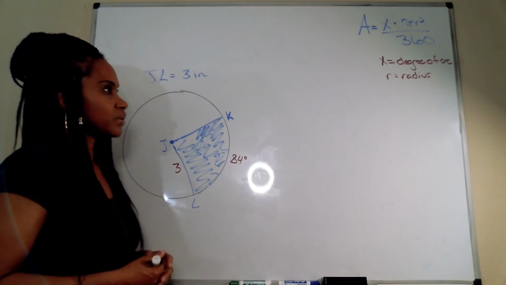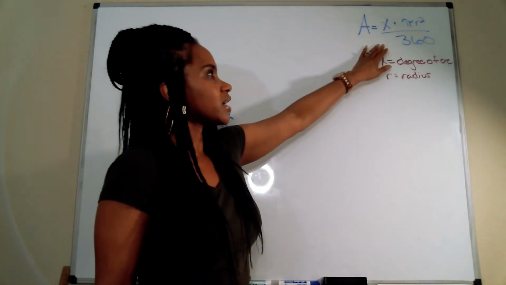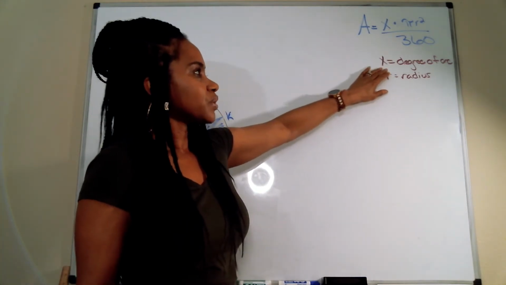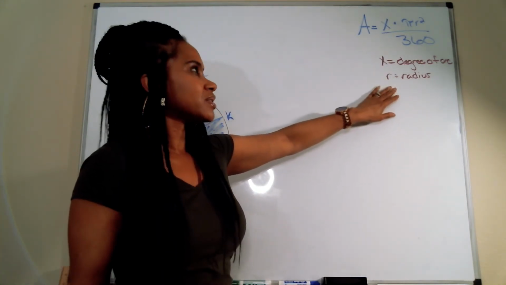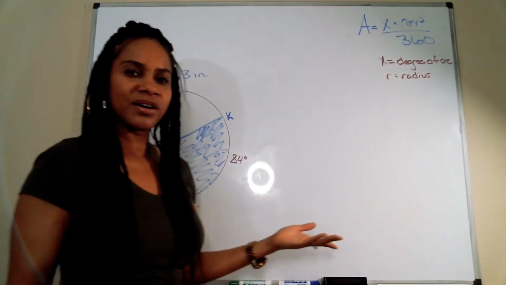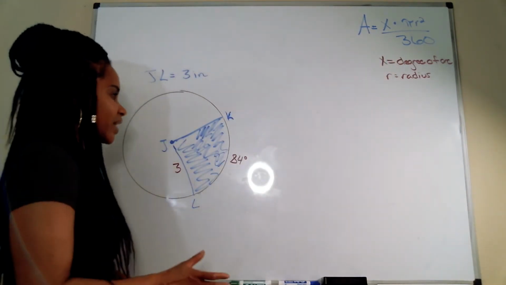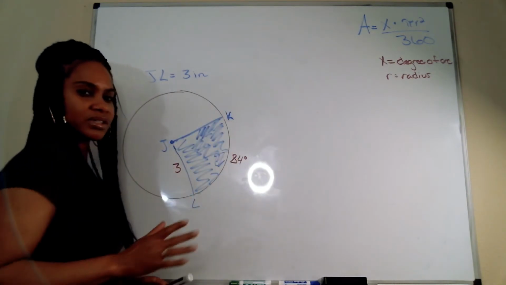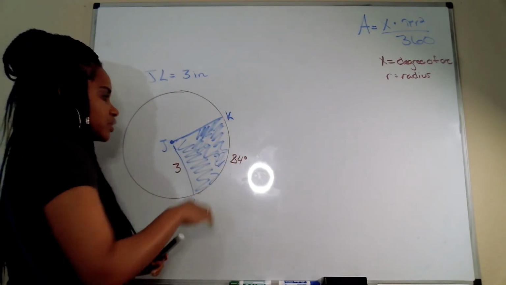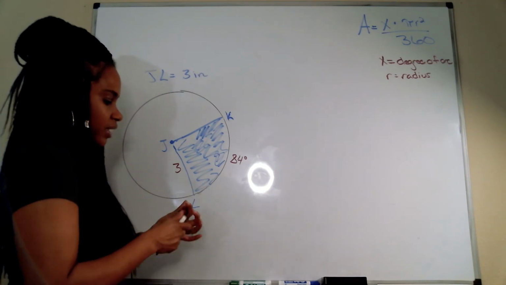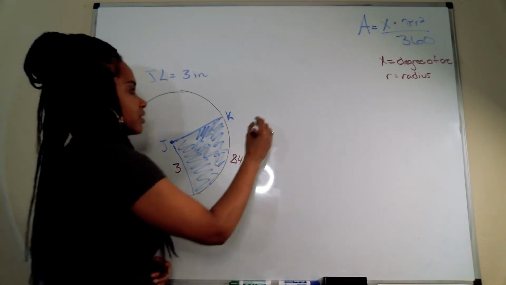The formula that we use is area equals x times pi r squared divided by 360. X is the degree of the arc, and of course r is the radius. And you probably recognize that pi r squared is the formula for area of a circle. And so instead of finding the entire area of a circle, we want to just find a portion, which is called a sector. All right. So we're just going to take the information that we have and plug it in here.